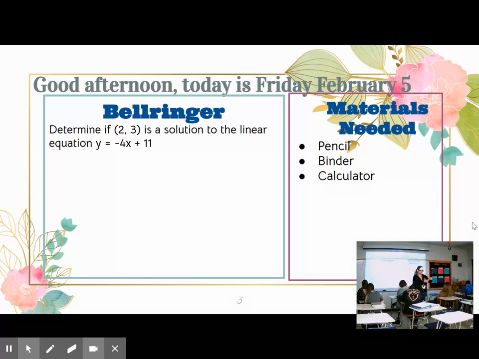Okay, if you were to have a graphing calculator, you could go to y equals, and type in negative 4x plus 11. And you can graph that line, you know how we did before. Let me go to y equals and turn this off. 4x plus 11, graph it.